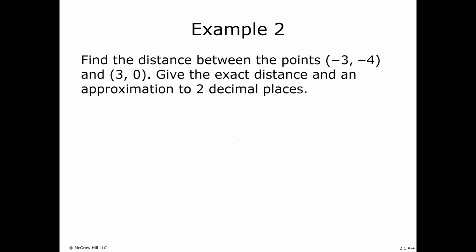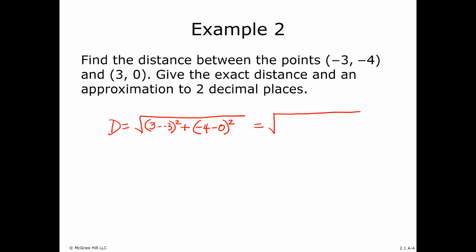So if you want to find the distance between these points, (-3, 4) and (3, 0), give the exact distance and an approximation to 2 decimal places. So, square root of the difference in the x's, so (3 minus negative 3) quantity squared, plus the difference in the y-coordinates, (negative 4 minus 0) squared. That's going to be your distance between those 2 points.